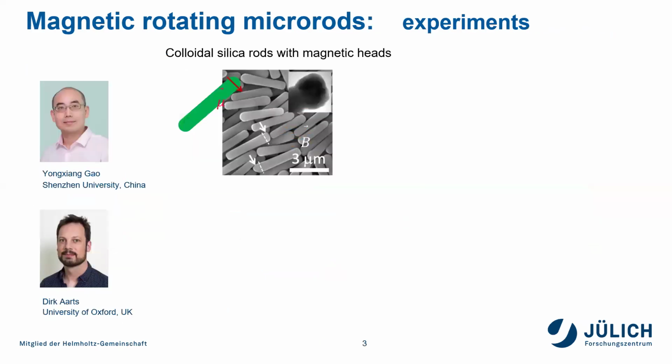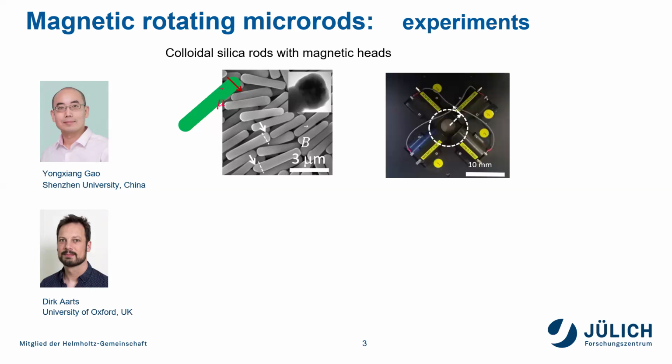But what we are going to speak about today is another type of colloids that were synthesized by Dirk and Yongxian in Oxford and then in China. These are rod-like colloids that have attached at one of their extremes, as you can see here, a magnetic particle. This magnetic particle has a moment which is perpendicular to the main axis of the rod. They put these micrometer-sized particles on a substrate, and they put these systems of magnets, and they are able to apply a rotating magnetic field.